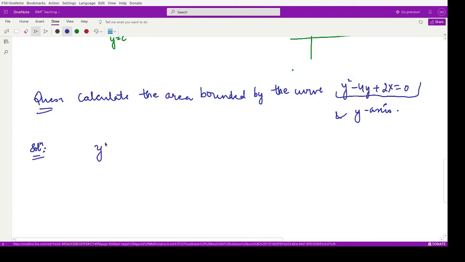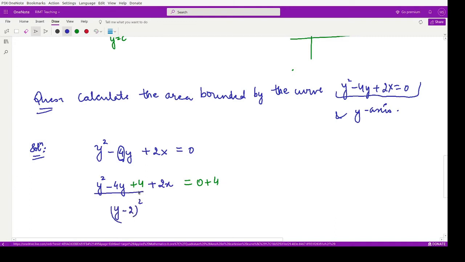So our term is y square minus 4y plus 2x, that is equal to 0. For completing the square, you will divide the coefficient of y by 2. So we will have 2, and then we will square this term. So we would have y square minus 4y, and then we would have plus 4 on this side and plus 4 on this side as well, right? And this is plus 2x as such. So now this becomes the whole square of y minus 2, and 2x as such, and this is 4, right?